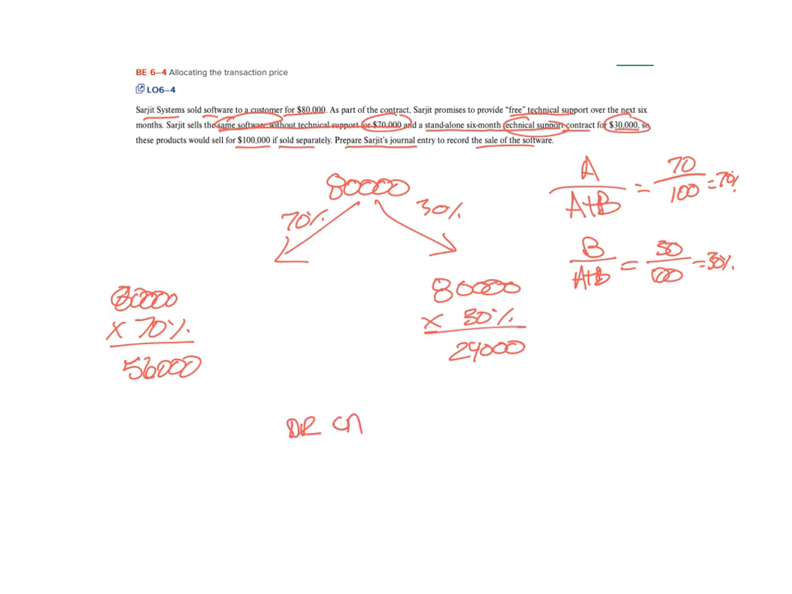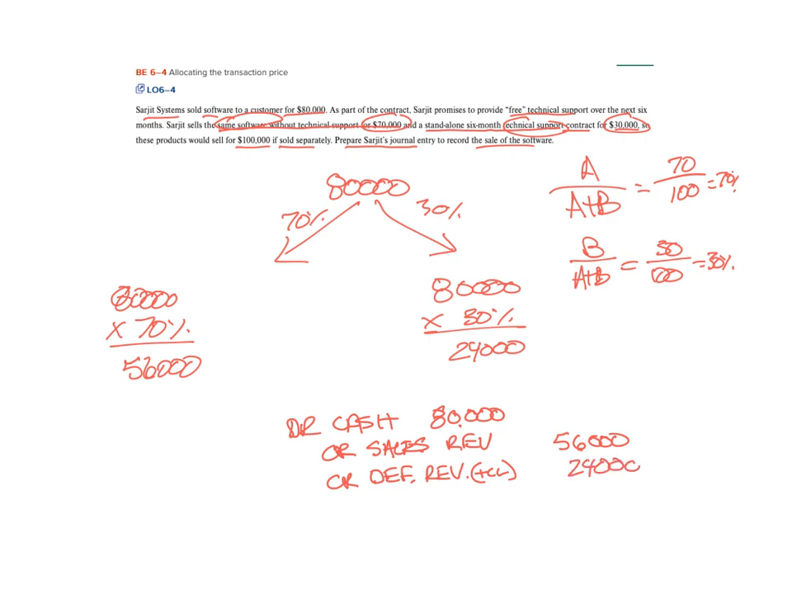Assuming that we receive cash, we'll debit cash of 80,000 for the total transaction price. We will credit sales revenue. The portion that we're going to recognize for sales revenue is going to be for the software. It's recognized at a point in time when the software is delivered. And so that'll be 56,000. But we'll credit deferred revenue, which again is a current liability, of 24,000 for the technical support.